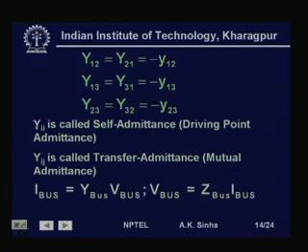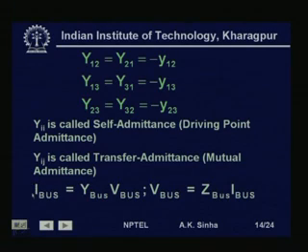Now, the elements of this Y bus matrix, Yii, that is the diagonal elements, are called the self admittance or the driving point admittance of the network at bus i, and the element Yij, that is the off diagonal element, is called the transfer admittance or the mutual admittance between bus i and j. In short, we can write this relationship as I bus is equal to Y bus into V bus.